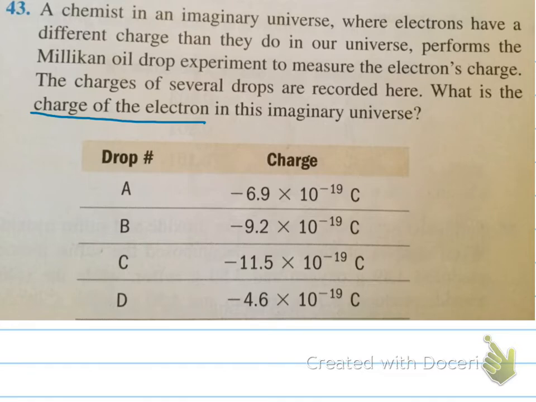following charges. So we can assume that the different drops have different numbers of electrons because the charges are different. However, the charge of an electron is always constant. So what we're going to do is first we're going to just find the difference between two charges. So between drop A and drop D, those are the two lowest charges. If I find the difference between them, I get a charge of negative 2.3 times 10 to the negative 19.